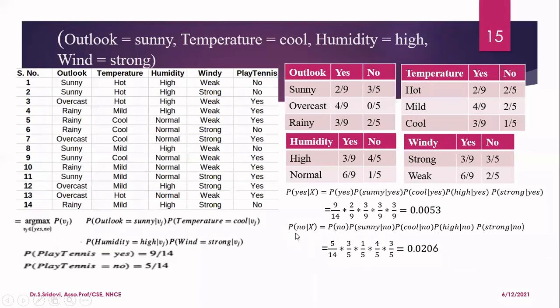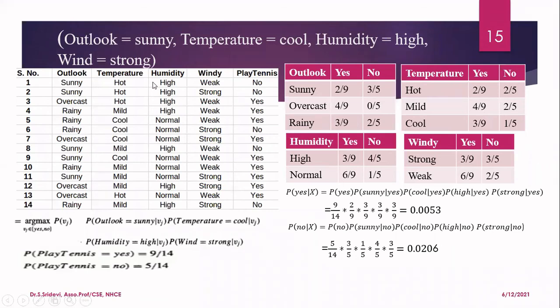Similarly, find out the probability of no for the given testing sample X. It's nothing but probability of no multiplied by probability of sunny given no, multiplied by probability of cool given no, multiplied by probability of high given no, multiplied by probability of strong given no. So substitute all the values and I'm getting the value as 0.0206. Came to the conclusion. We have to select the one with maximum probability. Here, this has the maximum probability, where the outcome is predicted as no. So definitely you can say that the person is not going to play tennis for the given attribute values.